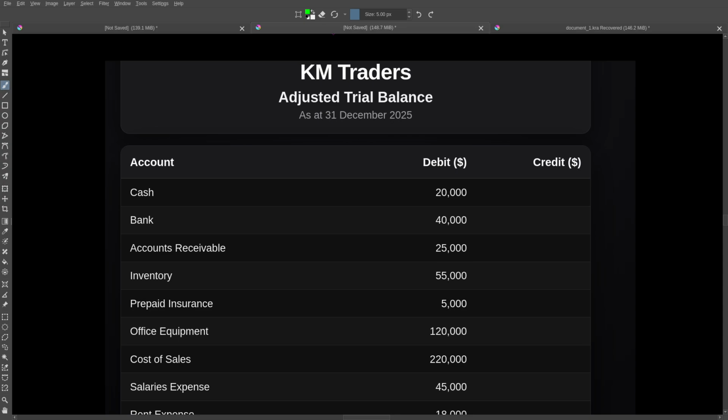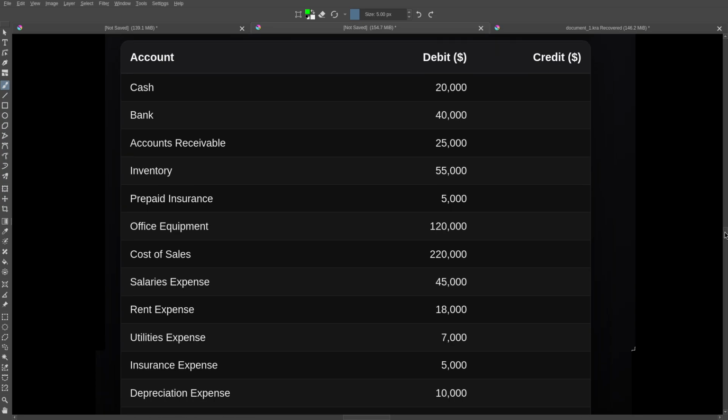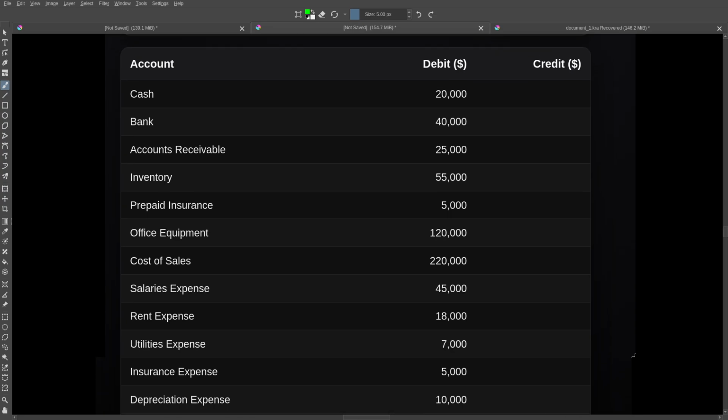We have the adjusted trial balance. The adjusted trial balance, remember, is the trial balance that has been adjusted to include the period end adjustments. Okay, period end adjustments are like depreciation, allowance for bad debts. Okay, those adjustments that are made at the end of the period. So here we have our adjusted trial balance as at 31st December 2025 for KM Traders. And these are the account balances we have.